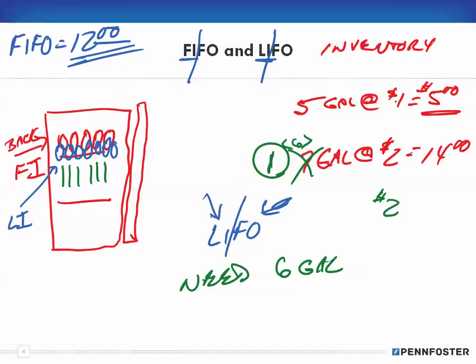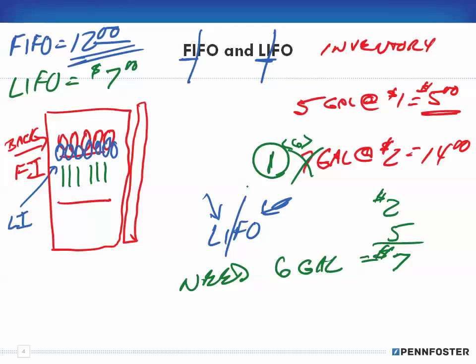And I still have the 5 gallons at $1, so that's 5. So the value of my inventory is $7 when I'm using the LIFO method. So when I'm using LIFO, the value of the milk is $7, okay, in this case here. So it's just basically the opposite thinking.